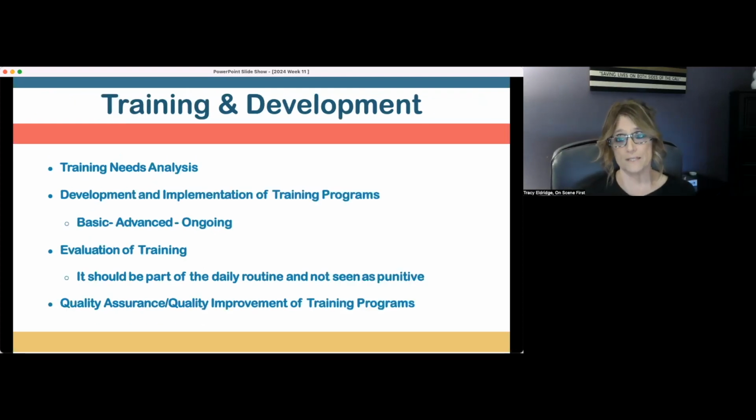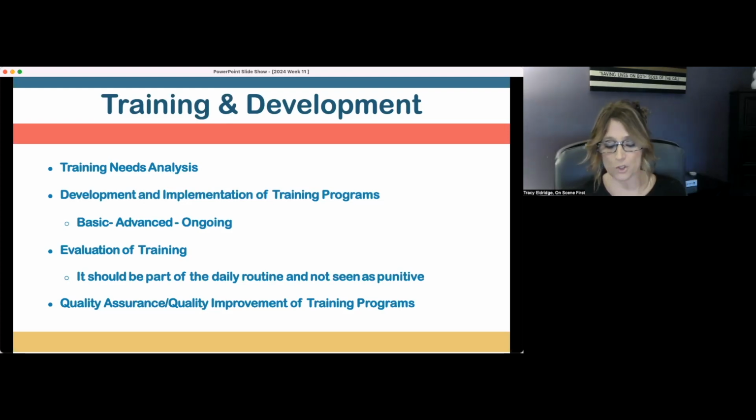Training and development is another employee piece, management of the people piece. First, training needs analysis. What are the needs of our center when it comes to training? Development and implementation of those training programs. There should be basic training, what they get when they first come in, advanced training, taking it to the next level, and then ongoing training, which is our continuing education. How are we evaluating that training?